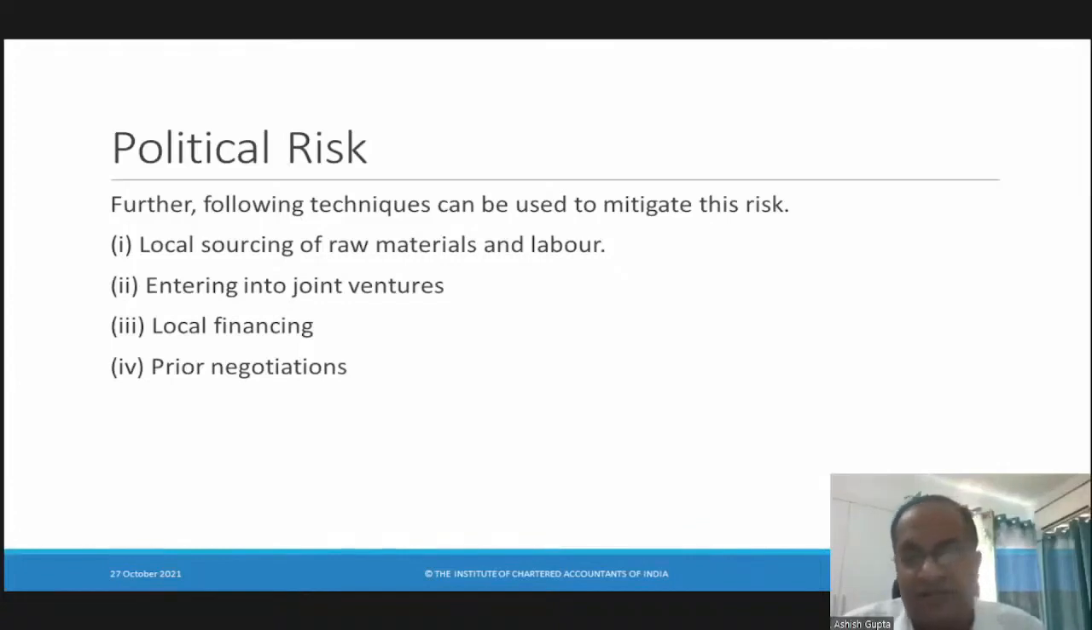Entering into a joint venture is one of the very good tools. You enter into a joint venture with their government, so easily the government cannot get you out of the country.